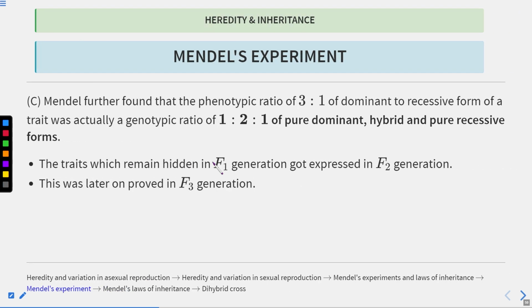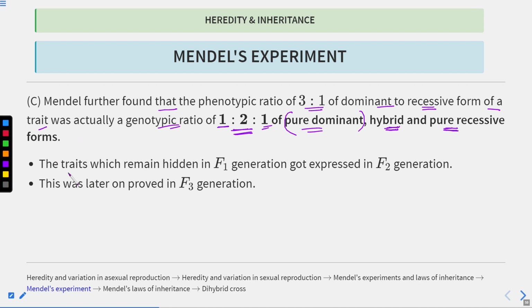Clear? Now Mendel further found that the phenotypic ratio of 3:1 of dominant to recessive form of a trait was actually a genotypic ratio of 1:2:1 of pure dominant, hybrid, and pure recessive forms. So this we have already discussed. 1 was the homozygous dominant, meaning the pure dominant. Then 2 was for the hybrid, heterozygous. And the 1 was for the recessive one, homozygous recessive.